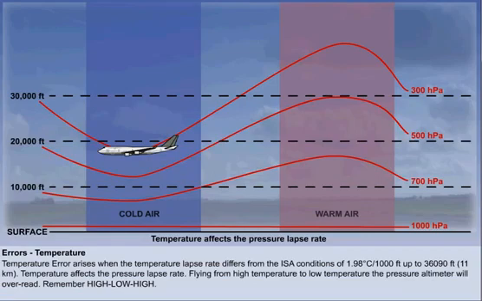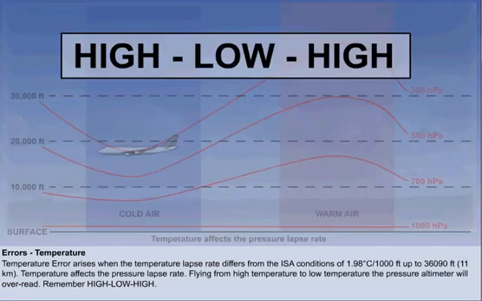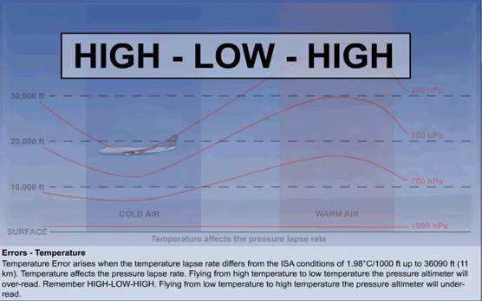Make a note that when flying from an area of high temperature to an area of low temperature, the pressure altimeter will overread or read high. Remember, high, low, high, or, more dramatically, cold kills. When flying from an area of low temperature to an area of high temperature, the reverse applies of course, and the pressure altimeter will underread.